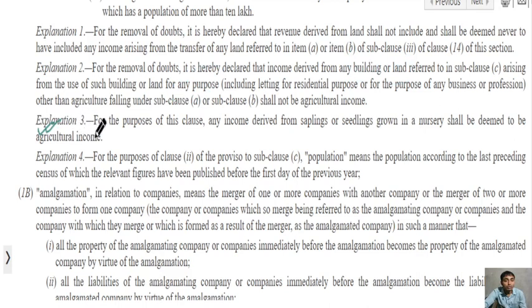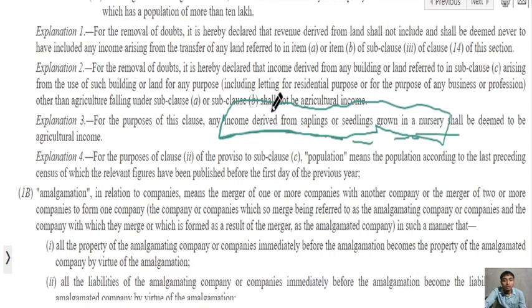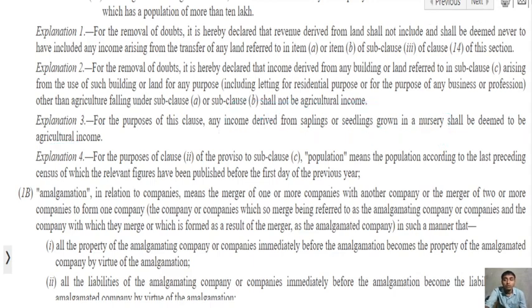Explanation 3 states about saplings and seedlings. It states that income derived from saplings or seedlings grown in a nursery shall be deemed to be agricultural income.